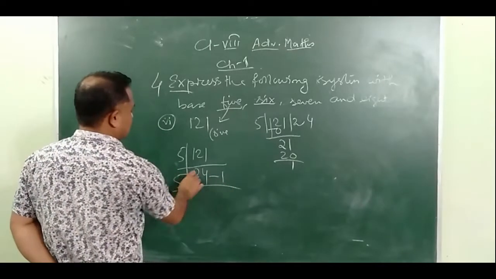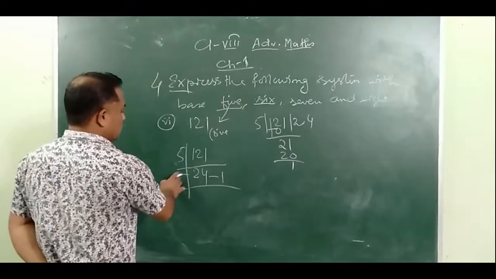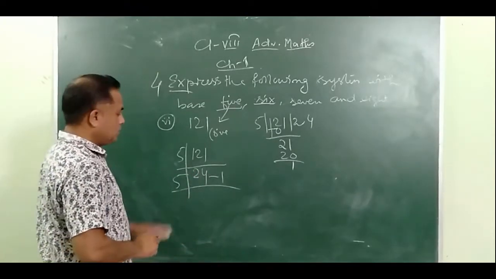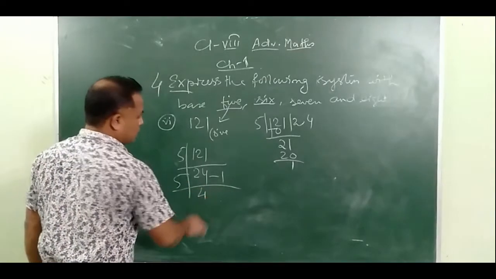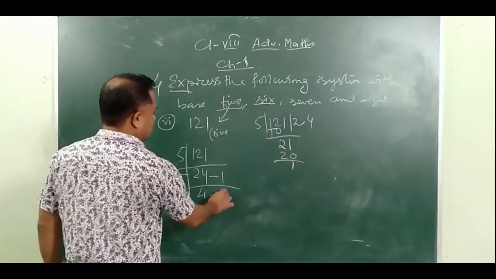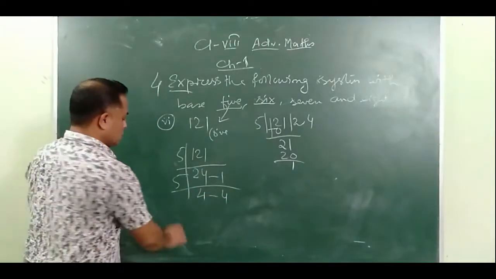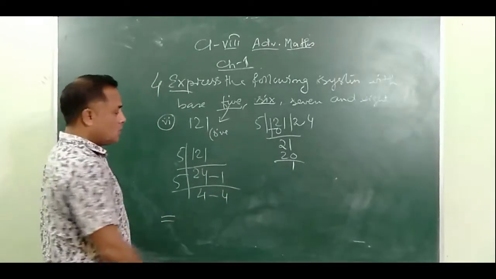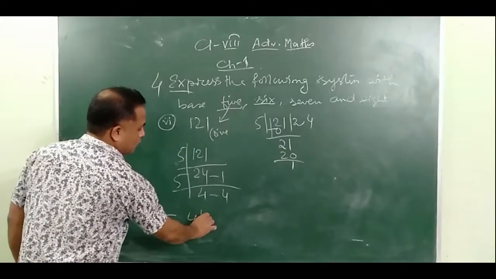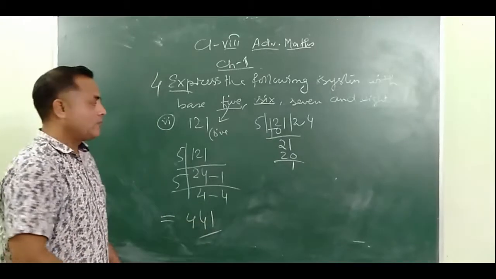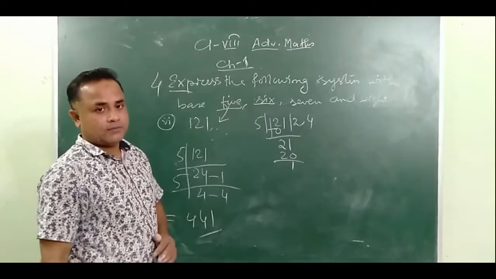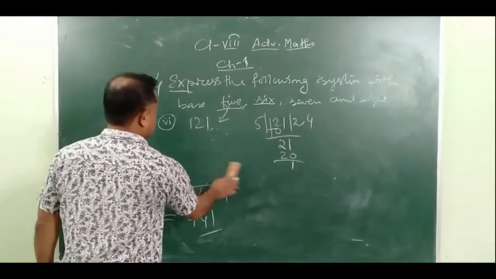Again we will try with 5. How many times does it go? 5 5s are 25, it is greater than 24. So 4 times it goes. 5 4s are 20. So the remainder is 4. The remainder 4 I will put here. So the number of this 121 in base 5 is 4 4 1. And for 6 also the same, 7 also the same, 8 also the same.